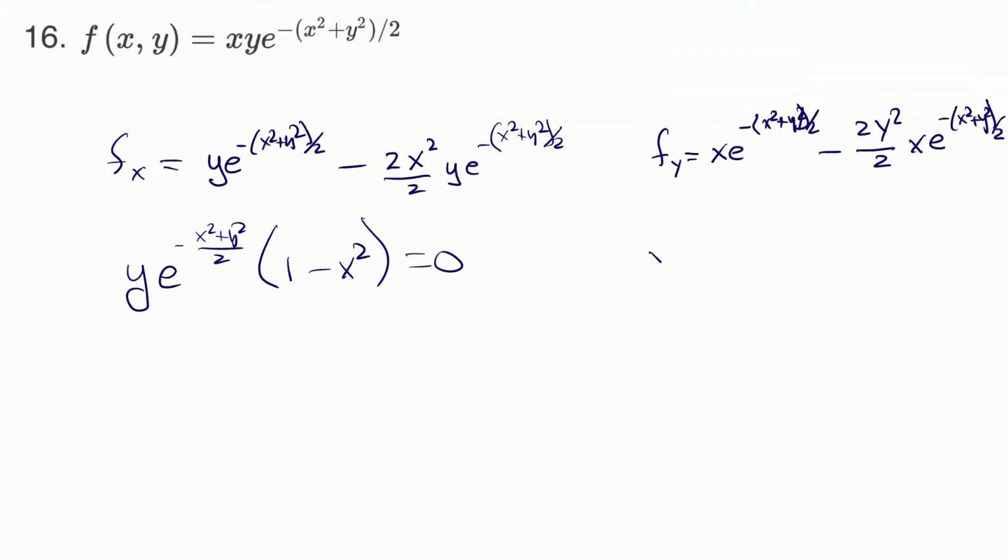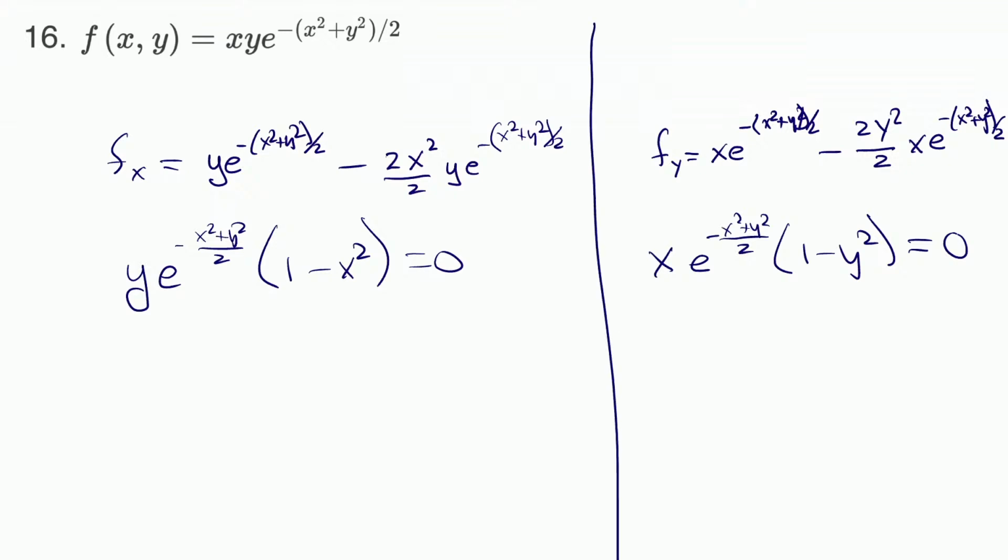It's going to look almost the same. x e to the negative x squared plus y squared over 2 times 1 minus y squared. So just so you know where everything came from and where it went, the y, of course, comes from the fact that there's a y in both of these, that exponential in both of them. And then there's one of these, x squared of these. Same thing goes here. Now let's go ahead. We'll take this separately one at a time.